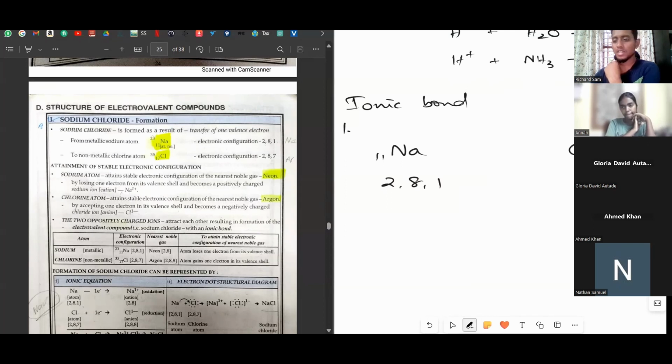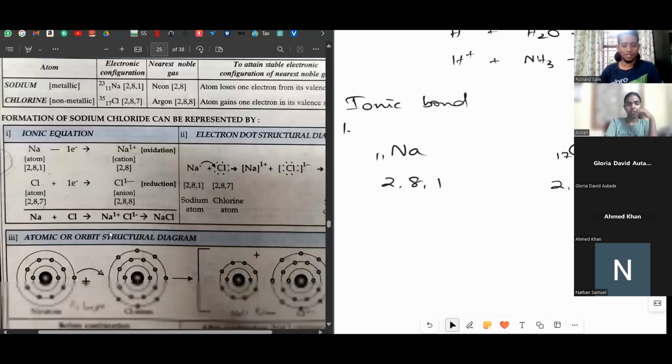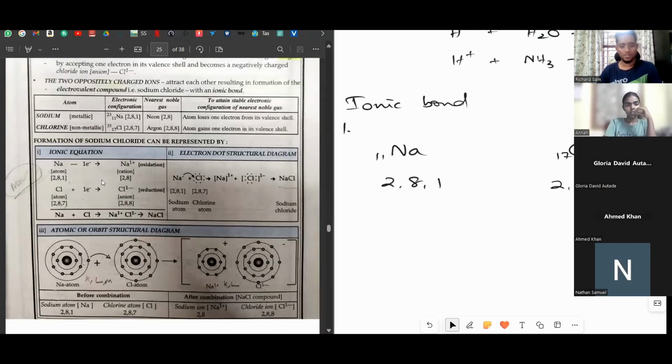And chlorine, what's the atomic number? 17. So the electronic configuration is 2, 8, 7. We've seen this many, many times, right? This is the first thing, the most common compounds that we always study. Okay. Now, how do they form? You have to draw this in two different types of diagrams. The first diagram is the electron dot structural diagram, the most important one for you.